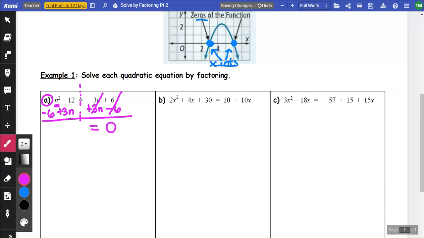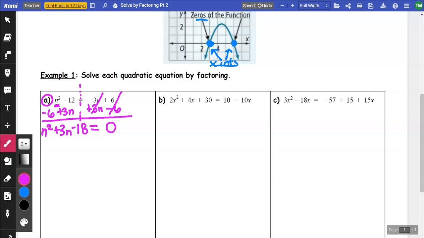On the left side, I have n squared minus 12 minus 6 plus 3n. I need to combine like terms if I can. So n squared doesn't have a like term. The 3n doesn't have a like term. But then negative 12 and negative 6 can be combined. So negative 12 minus 6 is negative 18. So now we have n squared plus 3n minus 18 equals 0. Now our equation is equal to 0, which is what we want. And the left side's in standard form.